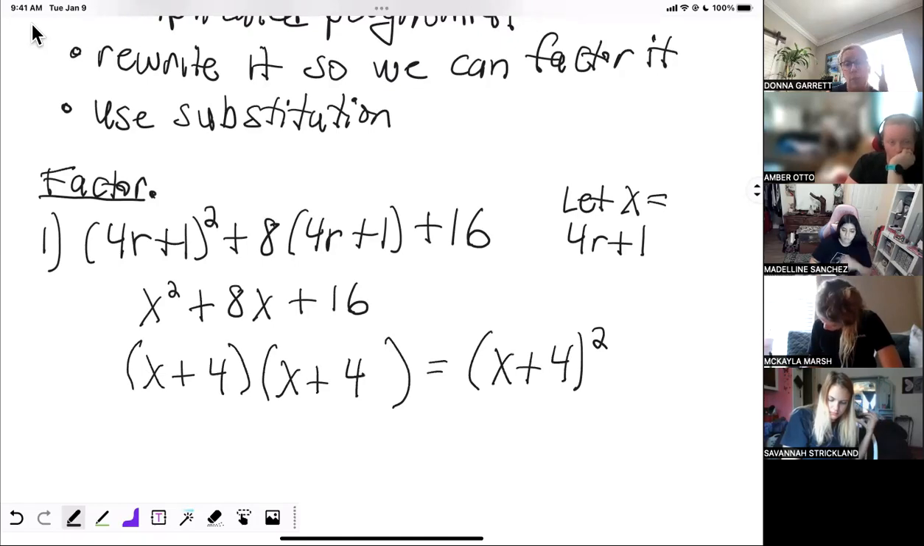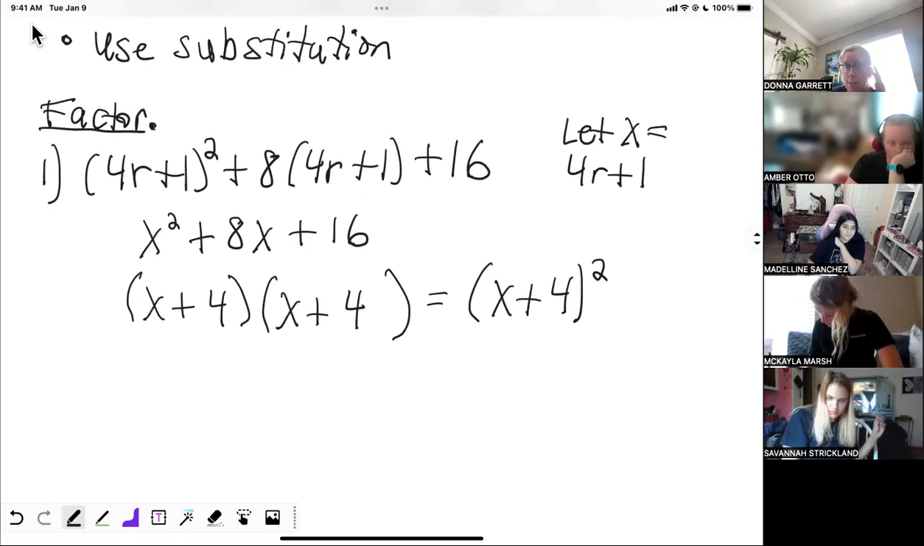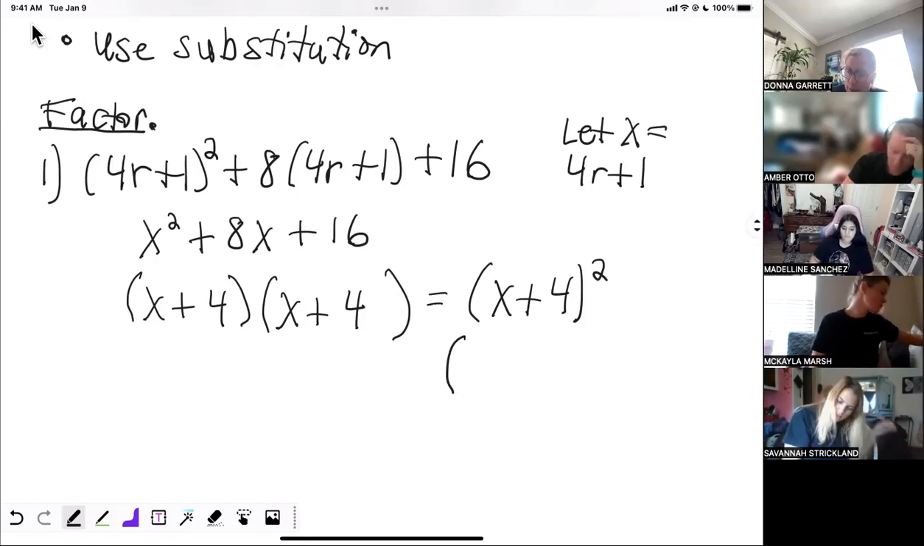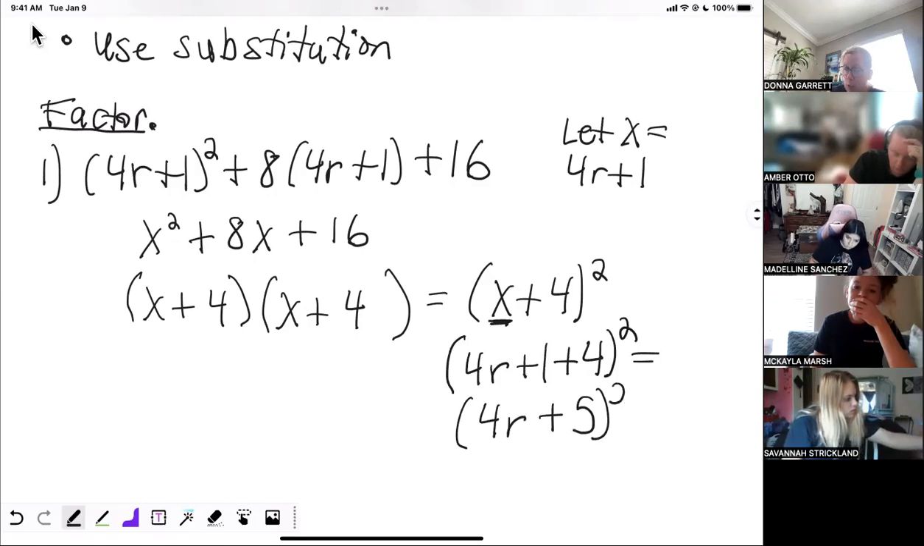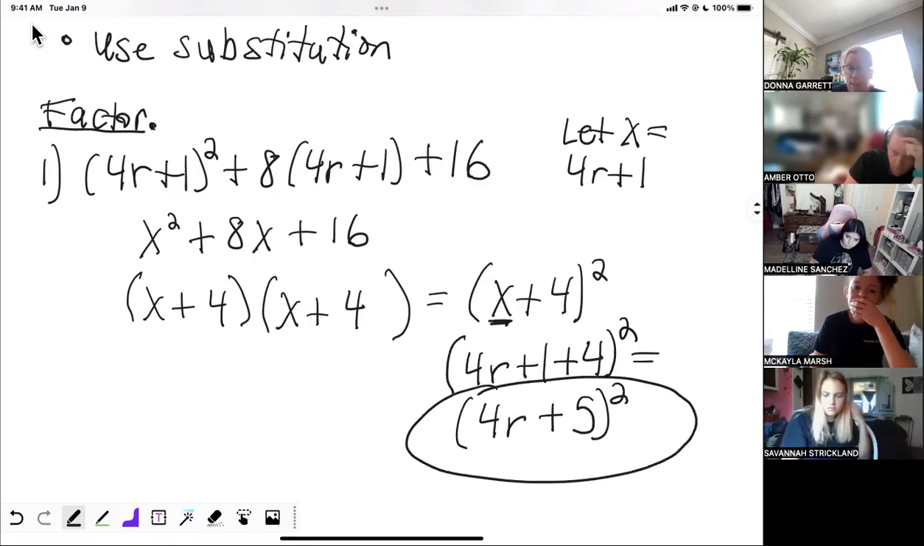Now, that's not our answer because we made up x. x was 4r plus 1. So now that we factored it, we have to put the 4r plus 1 back in. Wherever x is, we put 4r plus 1 in, and we still have our plus 4. And now we have to simplify the parentheses. So 4r plus 5 squared. That is way easier than trying to factor it the way it was.